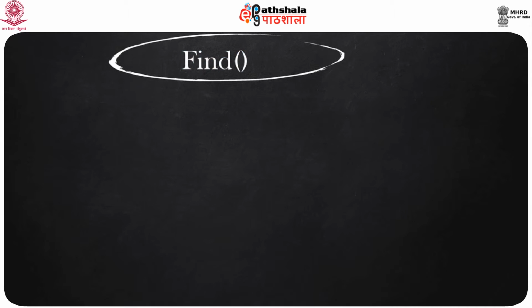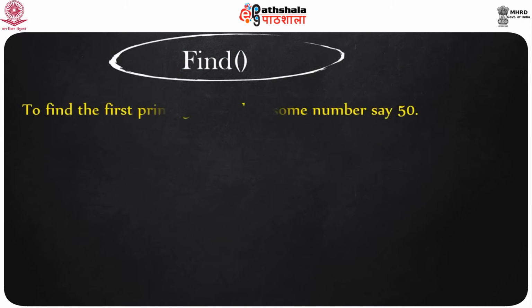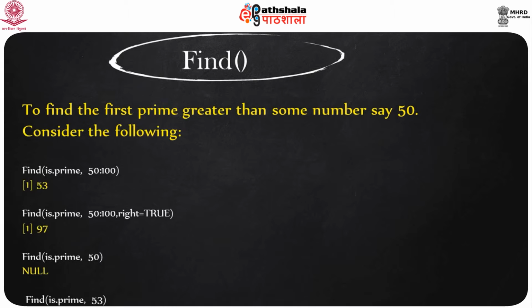Now let us consider another example. Suppose we want to find the prime number greater than some number, say 50. Then what do we do? Remember, we have the is.prime function that was just defined a while ago. Use this along with the Find function. So let us see what happens. Now if we put the function is.prime and numbers 50 to 100 within the Find function, then the output will be 53.